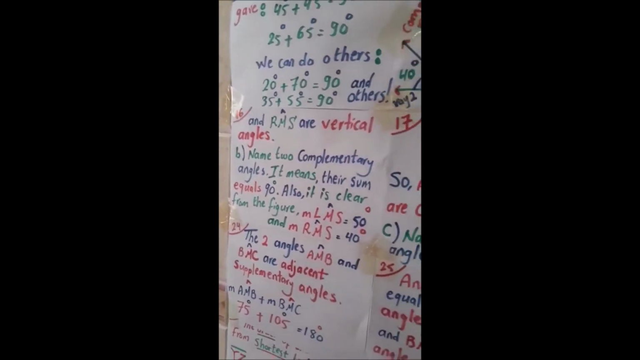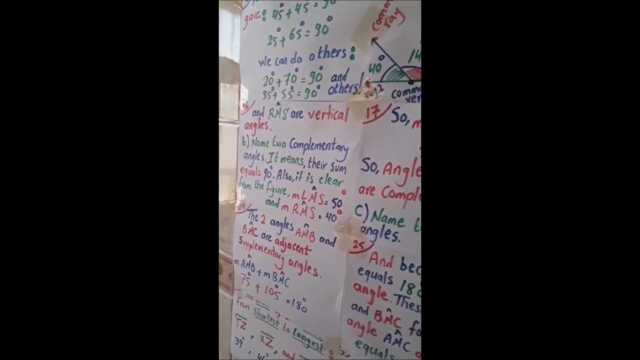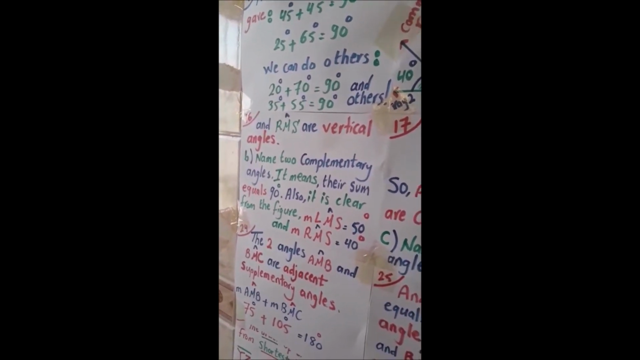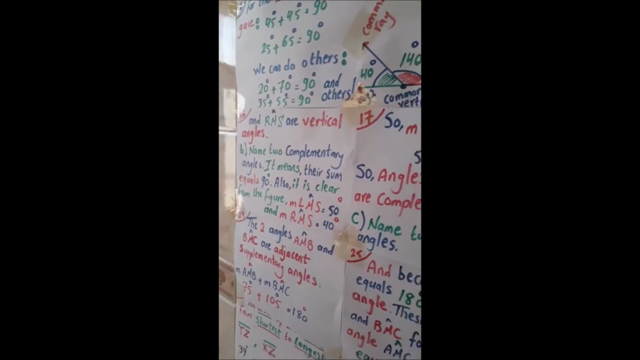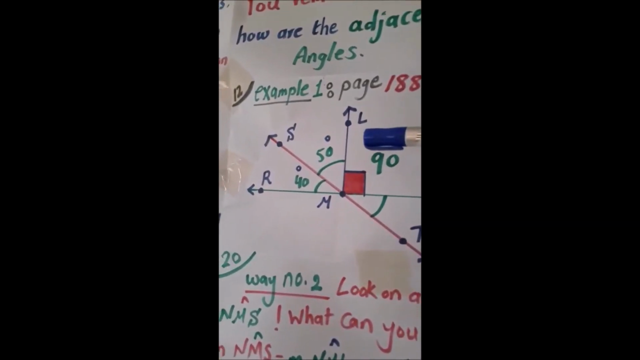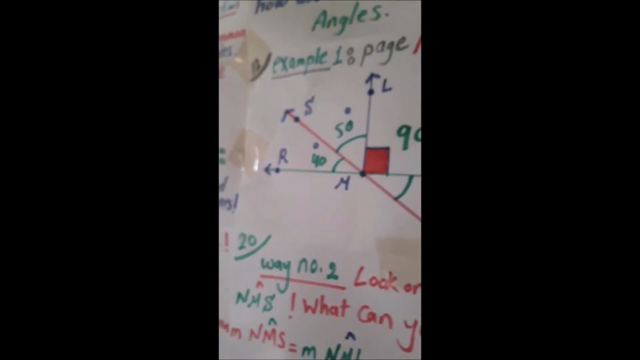B, he's asking, name two complementary angles, and we know they have to be adjacent and their sum equals what? To 90. So it means their sum equals 90. Also, it's clear from the figure that these two, LMS and RMS, are complementary angles. So as we say, guys, we have to look at the complementary angles. So LMS and RMS, if you add these two, they are adjacent and their sum equals 90. So they are adjacent and they are complementary.